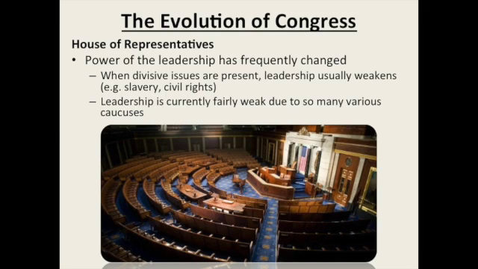As of right now, the leadership in the House of Representatives, the Republican Party, is fairly weak relative to other times in history because there's so many various factions within the Republican Party, most notably the Tea Party movement, which has made Speaker John Boehner's job very, very difficult. When the Democrats last controlled the House from 2007 to 2011, the Democratic leadership was pretty good at maintaining party discipline. The Republicans have had a much harder time of doing so.